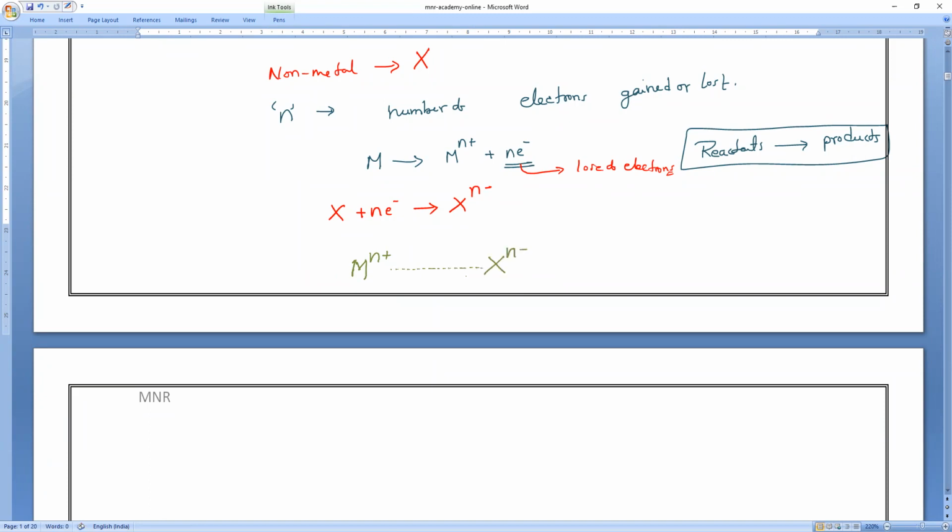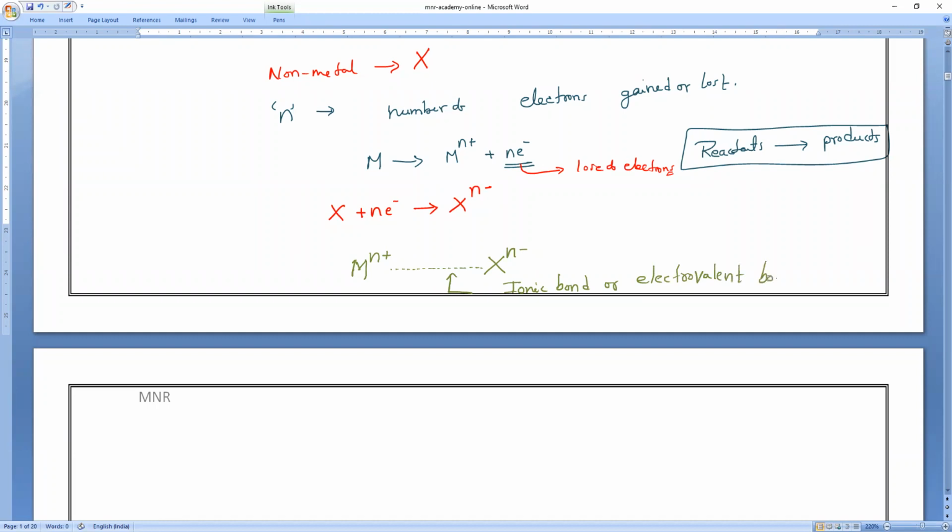Ionic bond. So please represent ionic bond. Keep in mind, another name of ionic bond is also called electrovalent bond. What do we call it?